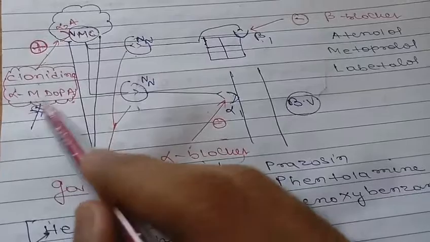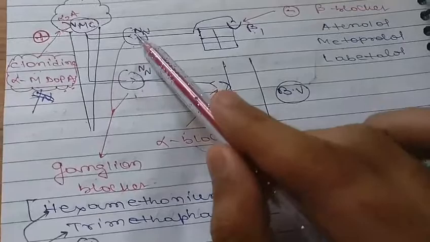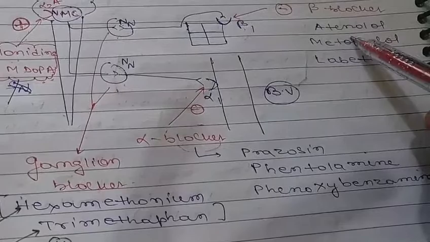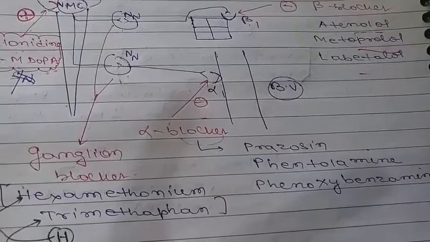Clear? We can also give ganglion blockers. NN type receptors are found in the ganglion, so we can also give a ganglion blocker. Common beta blockers are atenolol, metoprolol and labetalol. We will discuss beta blockers in detail when we go to ANS. Alpha blockers are prazosin, phentolamine and phenoxybenzamine.